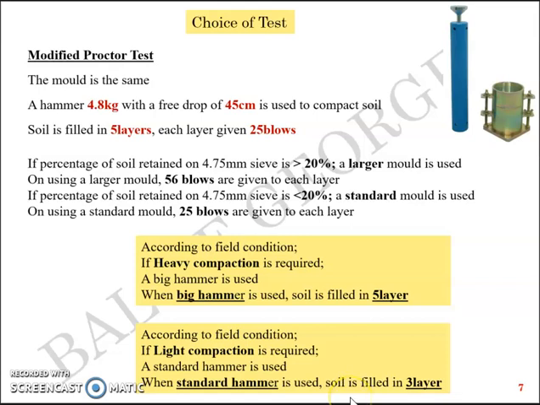So essentially, it boils down to one simple principle. If you are using a heavy compaction, use a big hammer and 5 layers. If you are using a light compaction, you have a standard hammer and 3 layers. So the choice of the number of layers depends on the heaviness of the compaction, whereas the choice of the number of blows depends on the particle size.